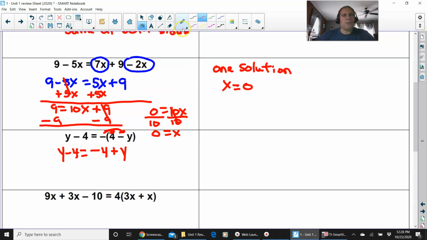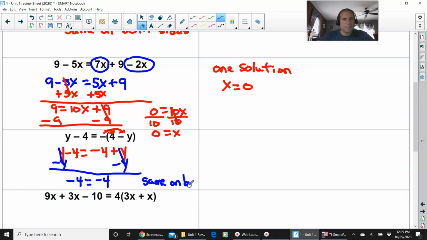If you still don't know what the answer is, you get the y's together. Always get the y's together. So subtract y on both sides. This cancels, this cancels. Negative 4 equals negative 4. Same on both sides. That means infinitely many solutions.